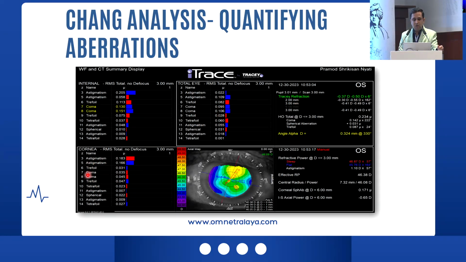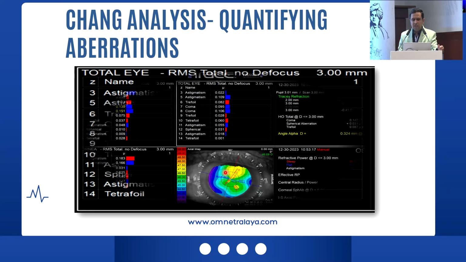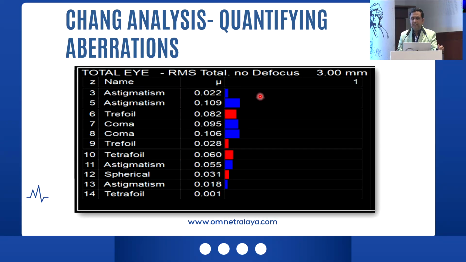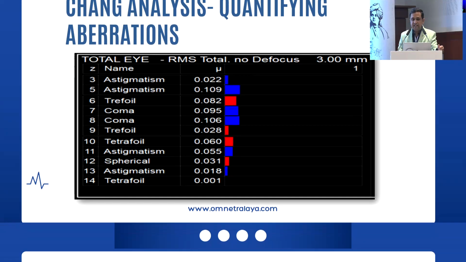These are aberrations caused by the cornea, and when you subtract the cornea from the total, you get the internal aberrations. Internal means those are the aberrations which we are getting from the IOL. So below is the axial map also. In this, we get not only aberrations from the cornea, but also the lens, and here are the total aberrations of the eye we get in the Chang's analysis.